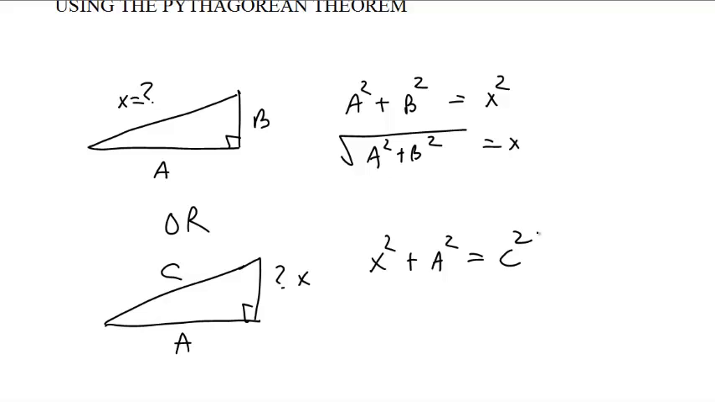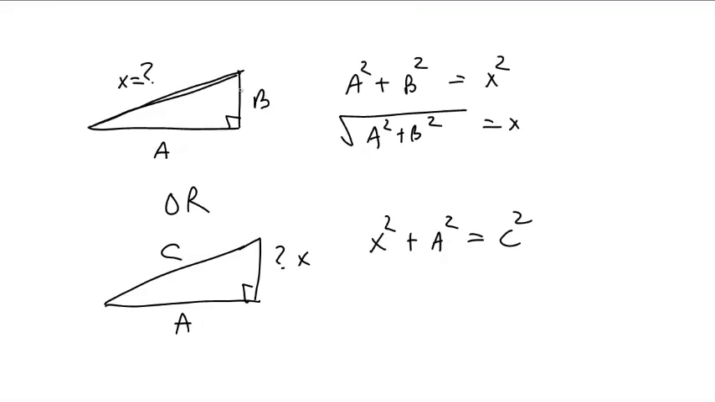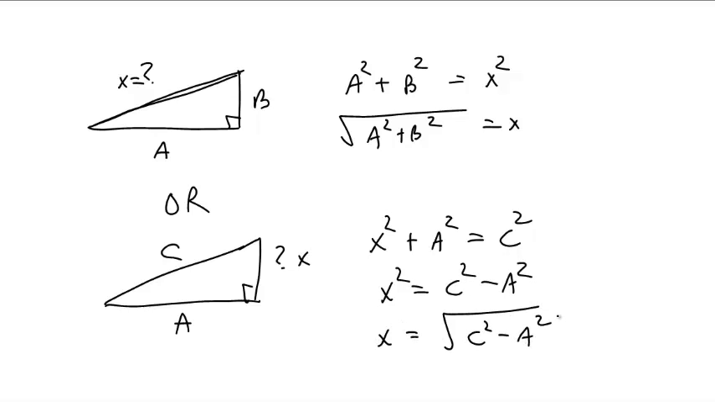And so what I'm saying is the x squared, the thing that you want to know, is not always alone on one side of the equation, only if it's the longest side of the triangle. In this case, you have to subtract the a squared over. x squared is c squared minus a squared, and then you take the square root, c squared minus a squared. So you always want to keep in mind, are you trying to find the longest side or one of the shorter sides? Let's do some examples.